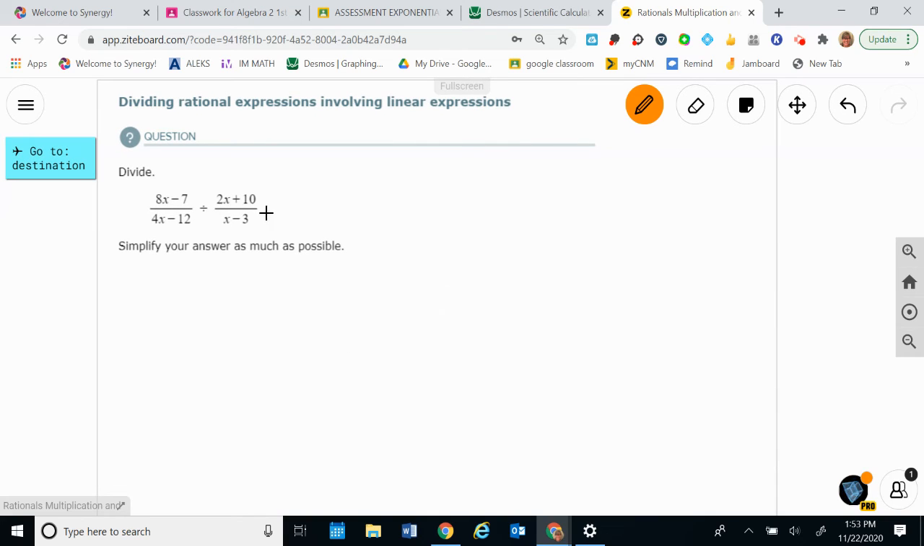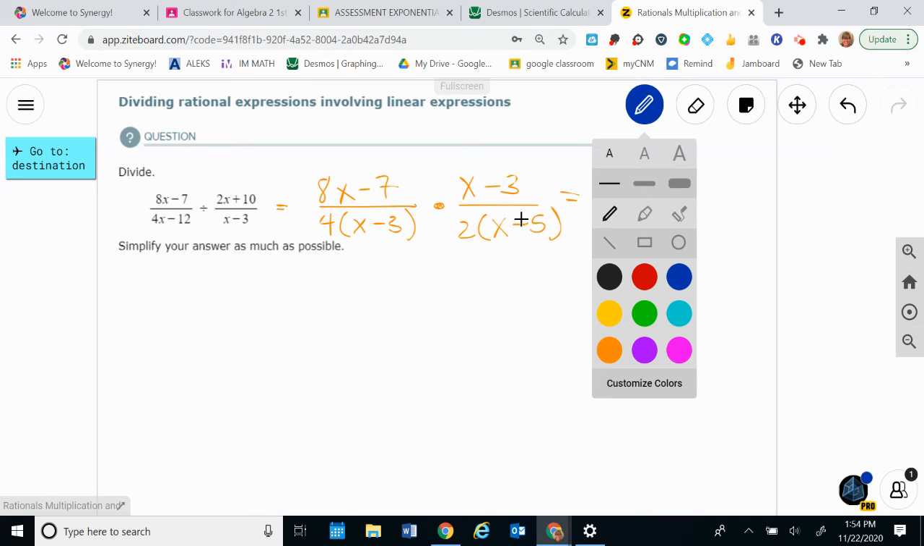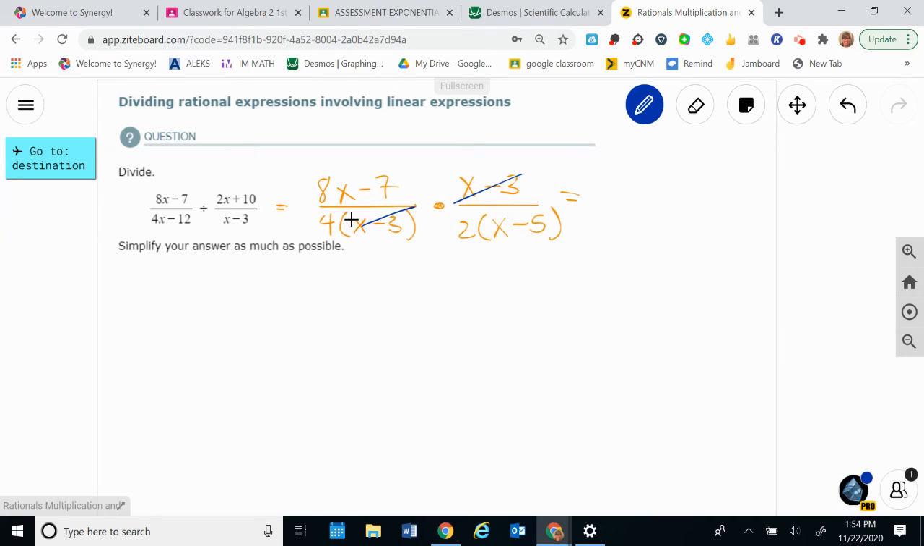Okay. Again, we're dividing. So rewrite it. 8x minus 7. Factor, if you can, 4 times x minus 3. Factor that. Times, rewrite it, the reciprocal. 2 times x minus 5. All right, and here we go. X minus 3 cancels. By the way, take a moment if you don't get this. 4 goes into 8 2 times, and 2 goes into 2 1 time. So you're basically just left with x minus 7.